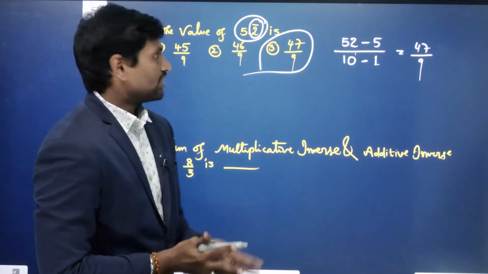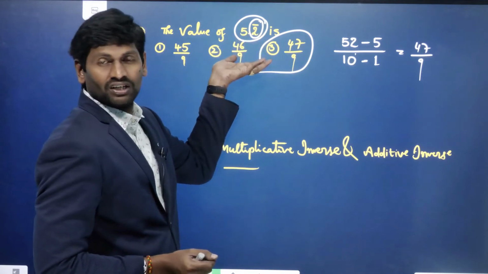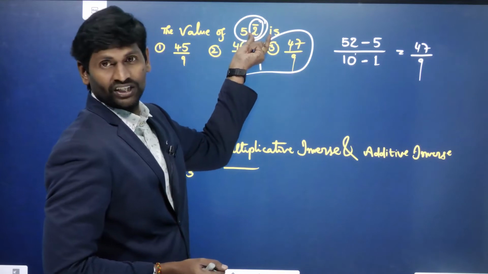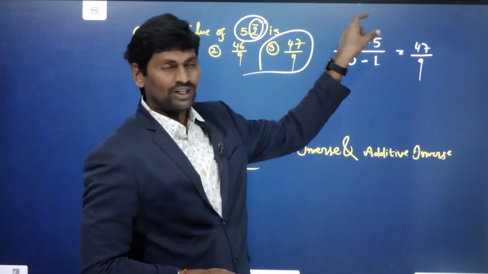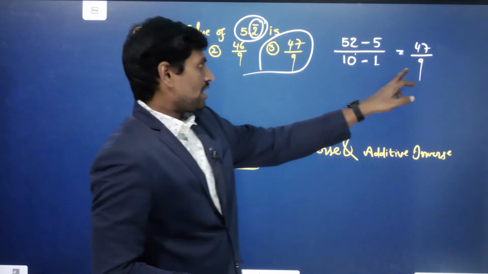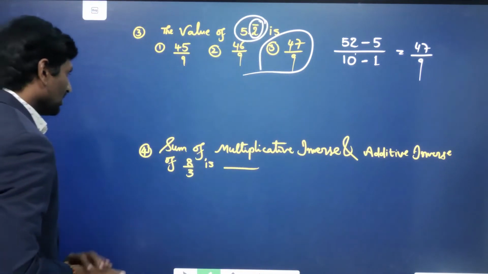I am taking 52 as a whole number, not considering that 2 is repeating. Except the repeating digit, the remaining value is 5. I subtracted 52 minus 5 and got 47. Only one number is repeated, so I got the denominator 9. That is the answer.